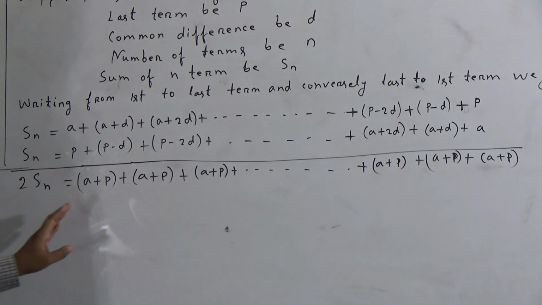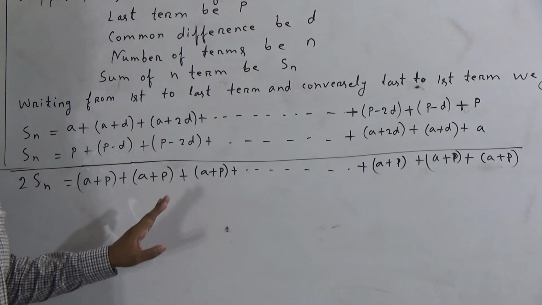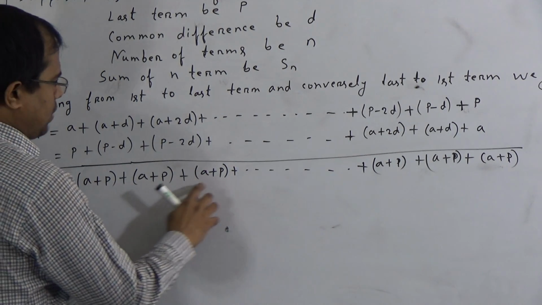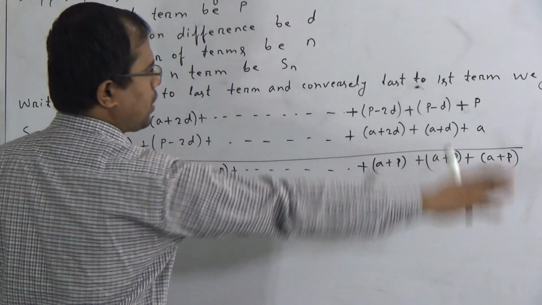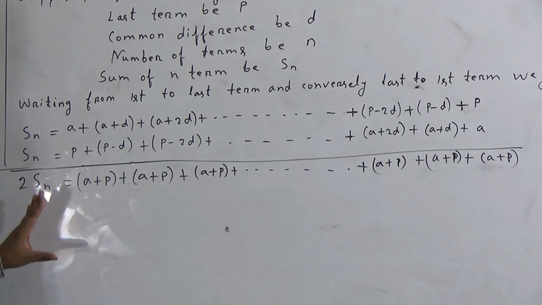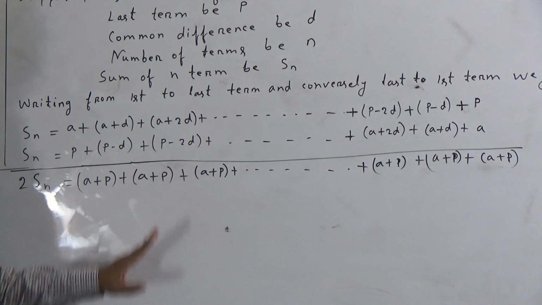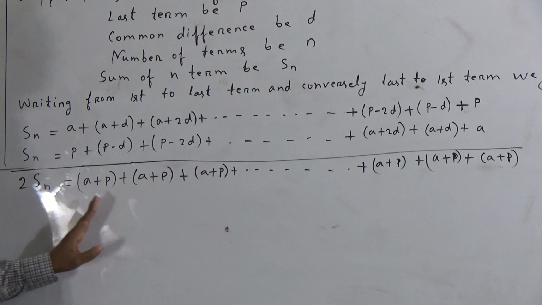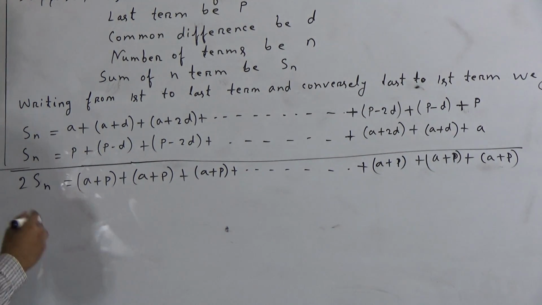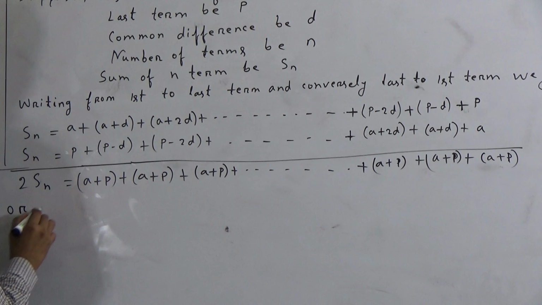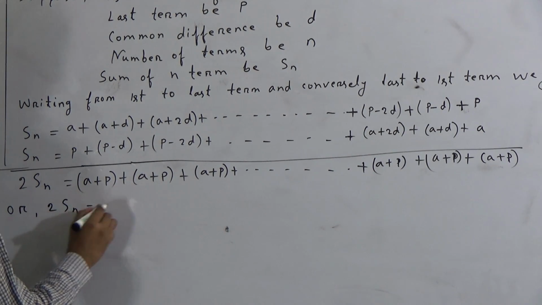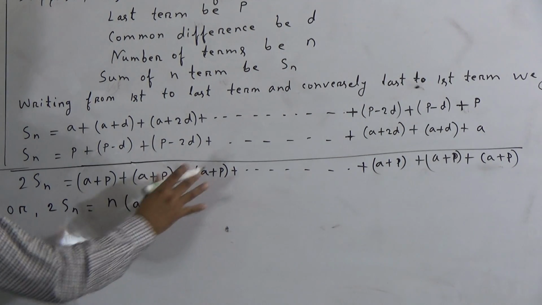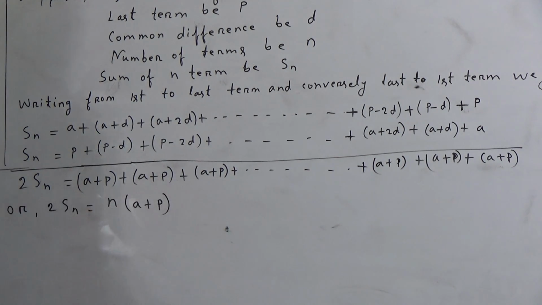That means n number of a plus p exist in this series, so instead of a plus p plus a plus p plus a plus p dot dot dot a plus p, we can write n into a plus p, because you know that multiplication is the short process of addition. So we will write here 2Sn equal to n into a plus p, since n number of terms exist in this series.